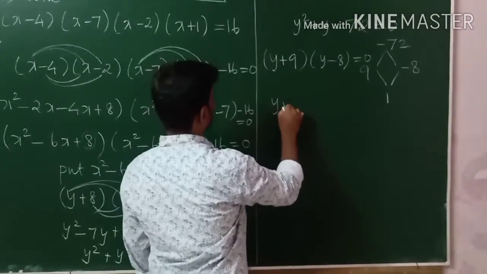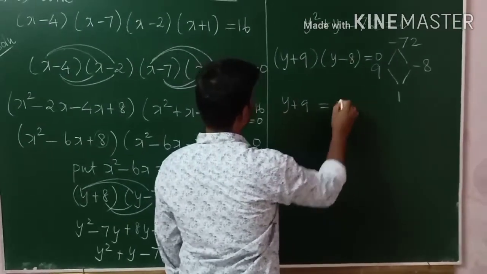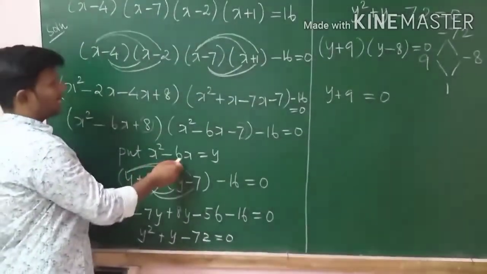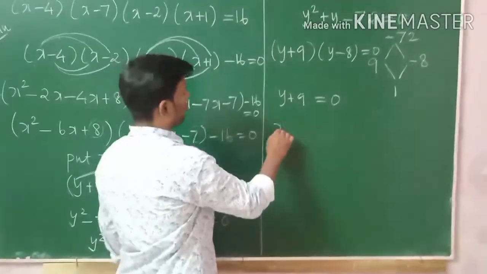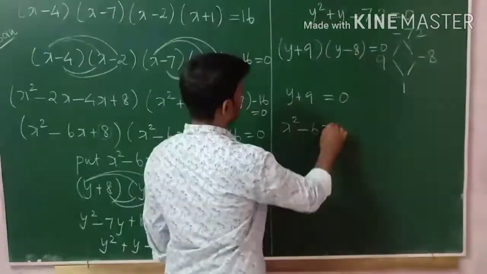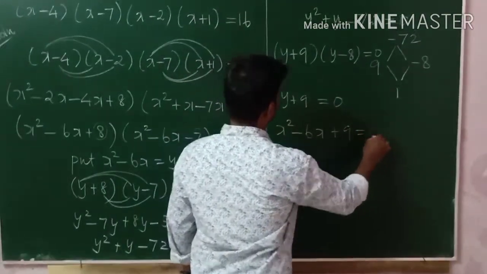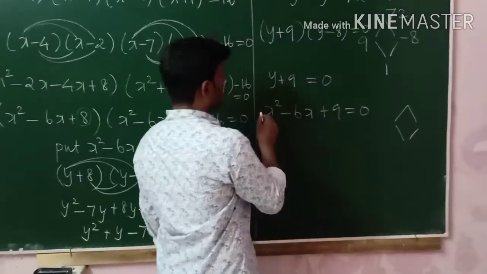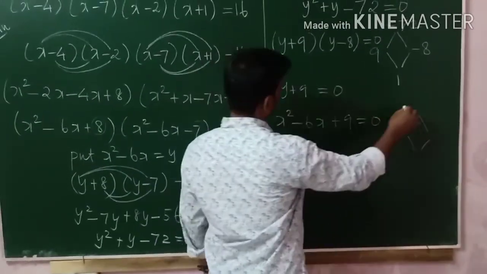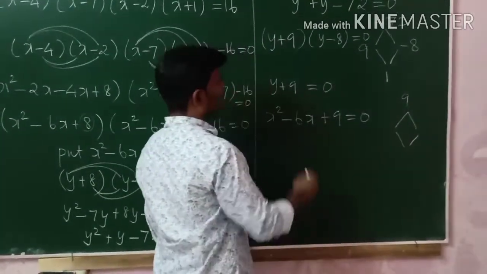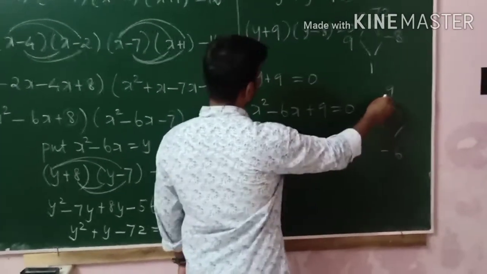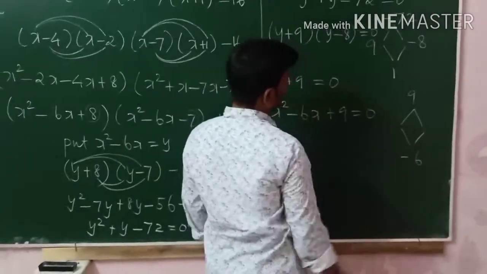So y plus 9 equal to 0. I'll take the first factor. But what is the value of y? x square minus 6x. So x square minus 6x plus 9 equal to 0. Again you can factorize this. Take the coefficient of x square, multiply with the constant term. So 1 into 9, 9, and the coefficient of x is what? Minus 6. The product is plus 9 and the sum is minus 6.